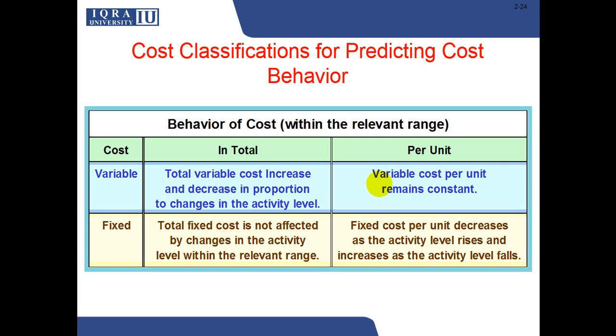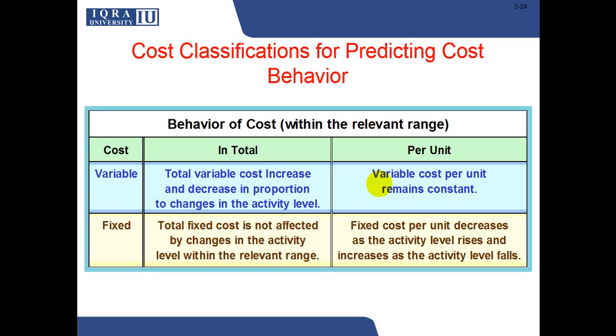Okay, now let's move toward the fixed cost. The total fixed cost is not affected by a change in the activity level within the relevant range. Like, I am paying rent. I took a building on rent, a factory building. I'm talking about the factory building, right? The factory building rent is 50,000. This 50,000 rent is fixed, right? In total, the fixed cost is not affected by the change in the level of activity.